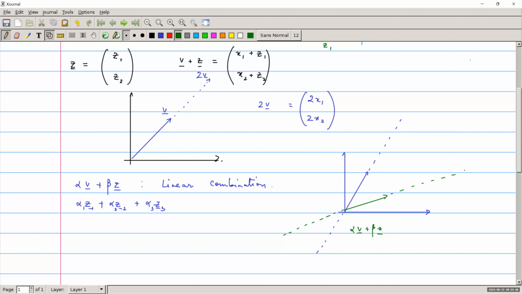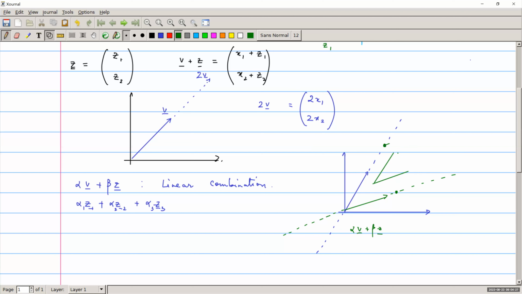That's because of the parallelogram law. When I take alpha V, it is some point here, and beta Z is some point here. When you complete the parallelogram, you're going to get something like this, some point in between. So if I take the set of all linear combinations where alpha is non-negative and beta is non-negative, I get the region between these two lines, so this area.